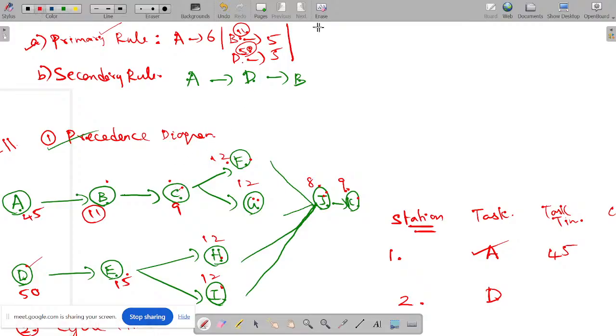For C, how many jobs are followed after C? 1, 2, 3, 4. Okay. For E, 1, 2, 3, 4. C, same way. Now I have to go for the secondary rule for tie breaking. So what's the secondary rule? For C, what's the time it takes? 9. The task time. For E, how long does it take? 15. So which one has to be done first? E has to be done first, then C.